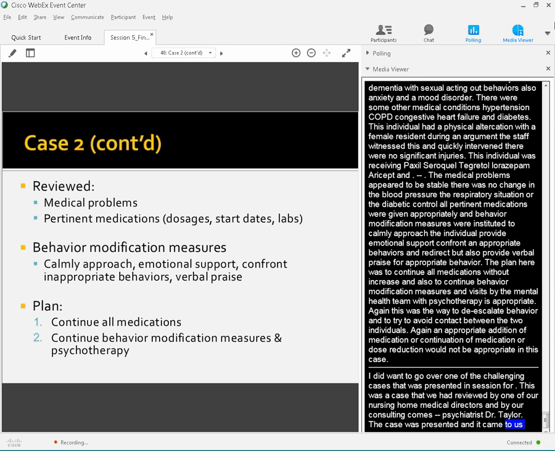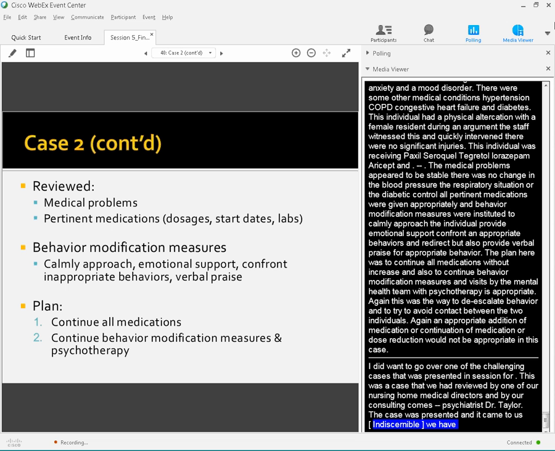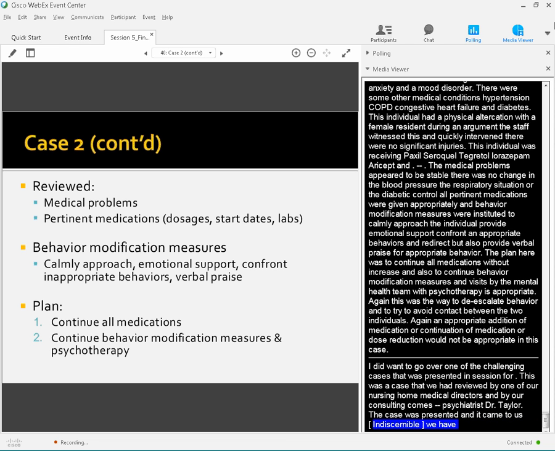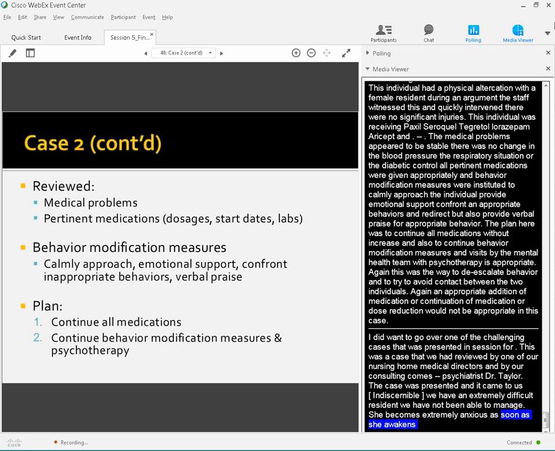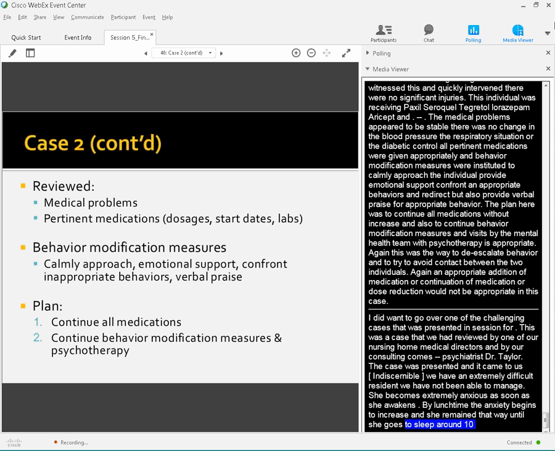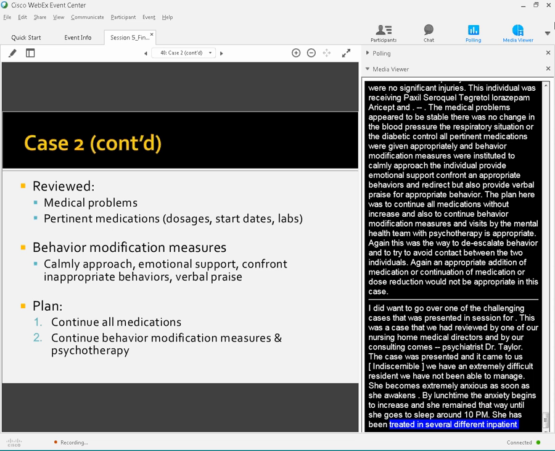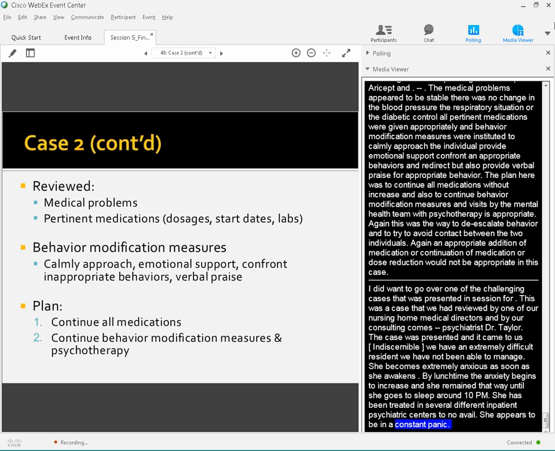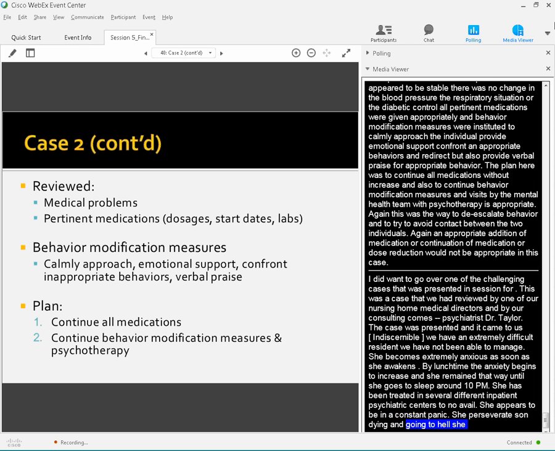She becomes extremely anxious as soon as she awakens. By lunchtime, the anxiety begins to increase, and she remains that way until she goes to sleep around 10 p.m. She has been treated in several different inpatient psychiatric centers to no avail. She appears to be in a constant panic and perseverates on dying, going to hell. She cannot be redirected by staff or family, and there appear to be no triggers or distractions.